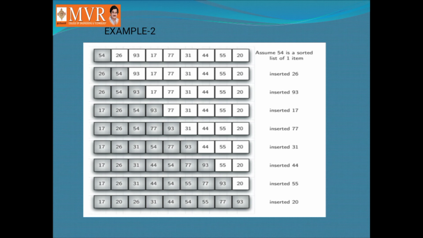In the last step, I compare my last element, 20, with all the elements on its left side, that is 93, 77, 55, 54, 44, 31, 26 and also 17. After comparing my element 20 with all the elements on its left side, I decide its position, that is after 17 it has to be placed.